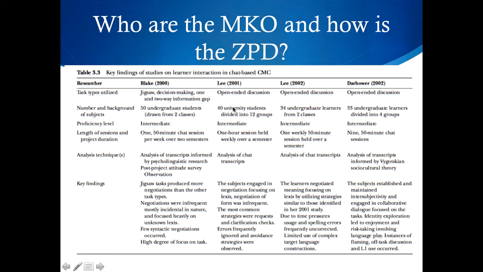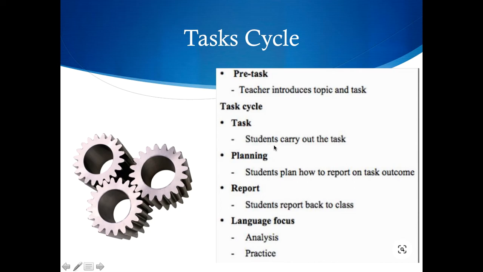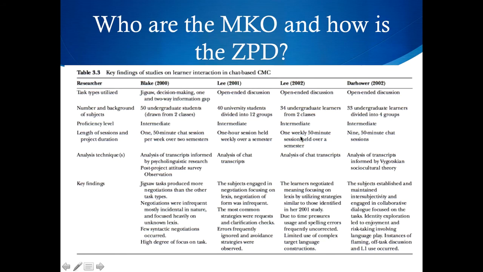Okay, and then this part we have also the task here is open-ended discussion. This is also the more knowledgeable others here is among students. Similar but this is open-ended discussion. And then the task itself is scaffolded. Jadi nggak boleh ngasih tugas kerjakan halaman 40 gitu. Nggak dikasih pre-tasknya dulu apa, nggak dikasih penjelasan dulu, nggak dikasih planning gitu, nggak bisa. So harus ada task cycle-nya. Jigsaw dulu, kemudian negotiation, kemudian ada few syntactic negotiation, baru high degree of focus on task.